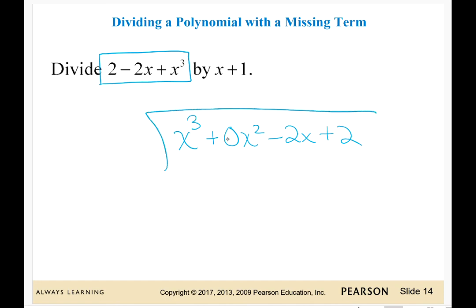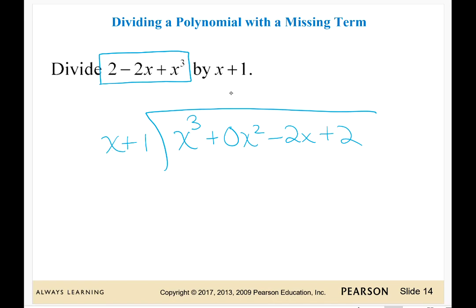So you may need to put in a placeholder. That is a definite possibility. And then we're going to divide by x plus 1. So don't be afraid of those placeholders. You may need a placeholder in your dividend. You may need it in your divisor. It all depends. All right, so let's walk through this problem.